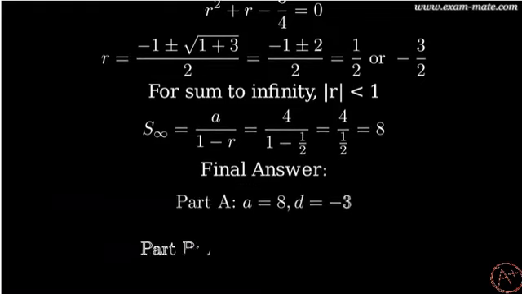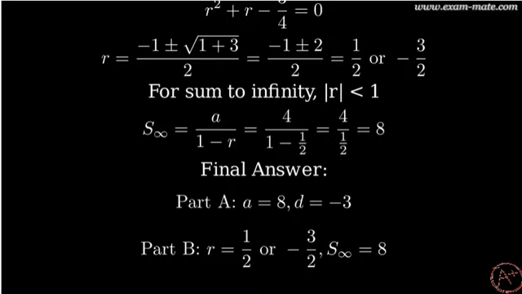So our final answers are, for part A, a equals 8 and d equals negative 3. For part B, r equals either 1/2 or negative 3/2, and the sum to infinity when r equals 1/2 is 8.